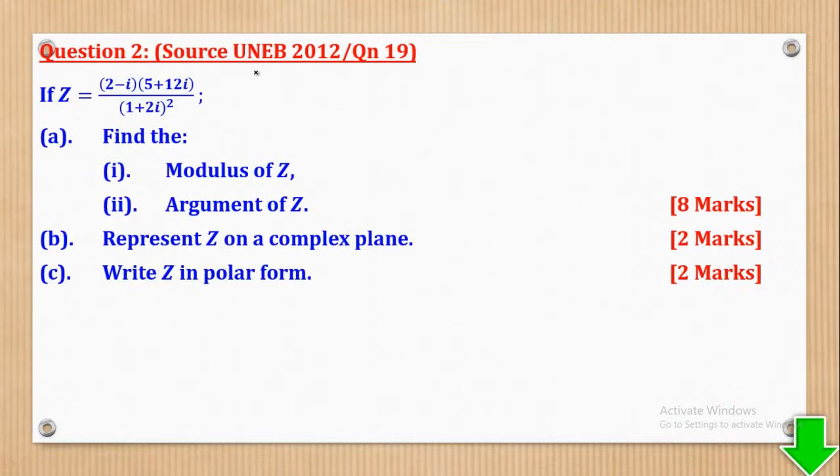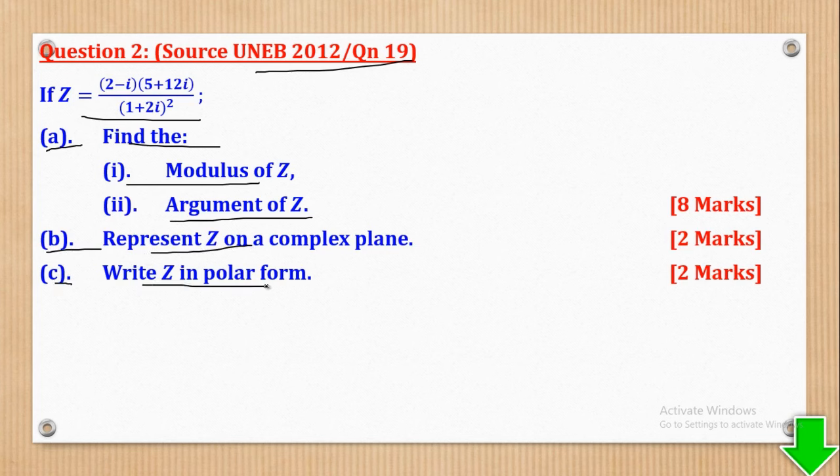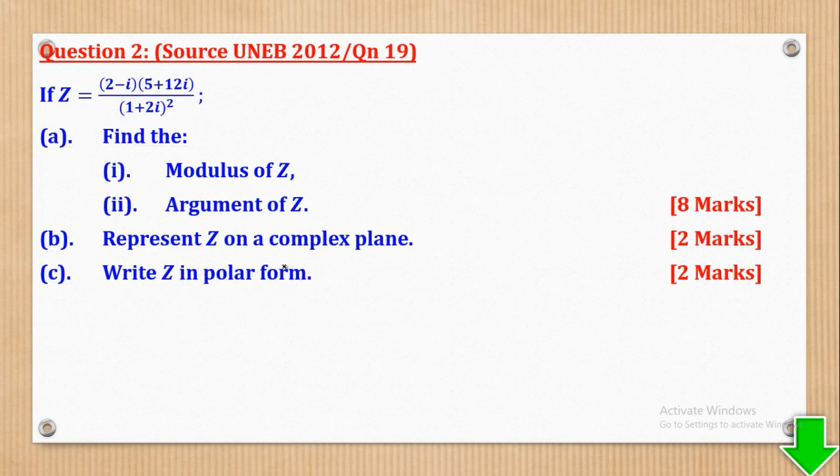Then question 2 came from UNEB 2012, paper 1, question 19, and says, if z is equal to this, part A, find Roman 1, the modulus of z, Roman 2, the argument of z, and part B, represent z on a complex plane, and part C, write z in polar form. I think we realize that now they are saying polar form instead of modulus argument form. They all mean the same.